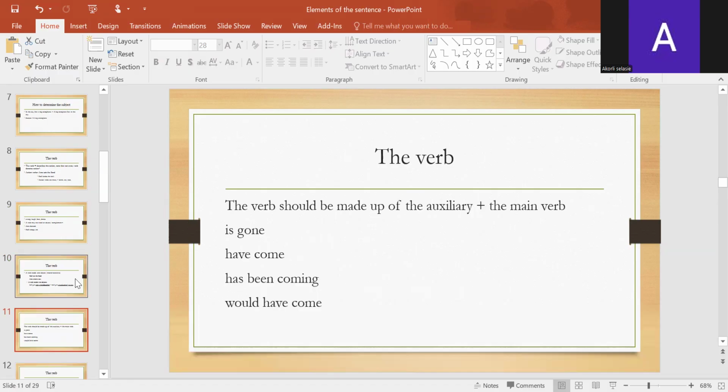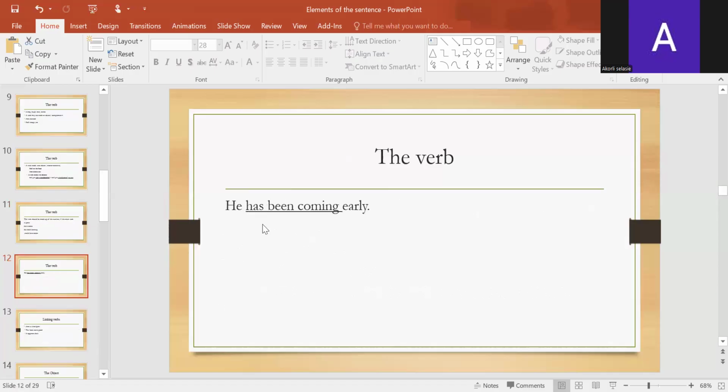Here, the verb should be made up of the auxiliary plus the main verb. When you have a group of verbs, you have items like is gone, have come, has been coming, and you are asked to identify the verb. Please underline the auxiliary verb plus the main verb as the verb. Let's take another example here, which will explain this. He has been coming early. So has been coming is a verb. All this constitutes the verb. Very good.